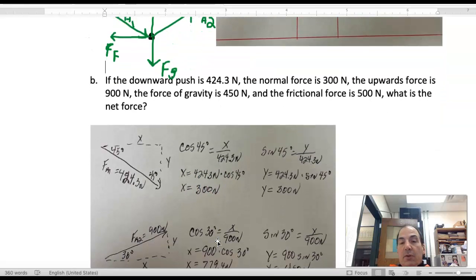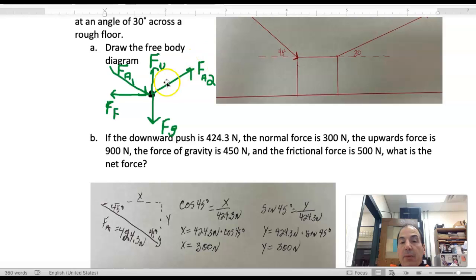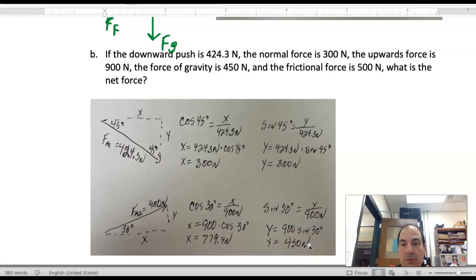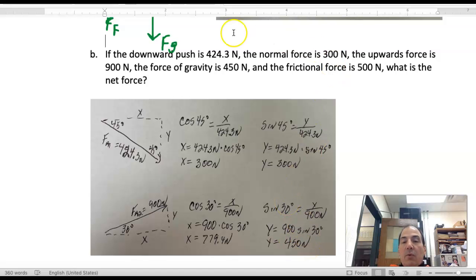Let's go to the other force. So the other force is going up and right at a 30-degree angle. So I draw it up and right at a 30-degree angle. Put in my x and y. Again, if you set it up the same way every time, then cosine is usually going to mean x. So cosine of 30 is x over 900. 900 times the cosine of 30 is x. X is around 779 newtons. Sine of 30 equals y over 900. Y equals 900 sine of 30. Y is 450 newtons. So now I have all my forces.